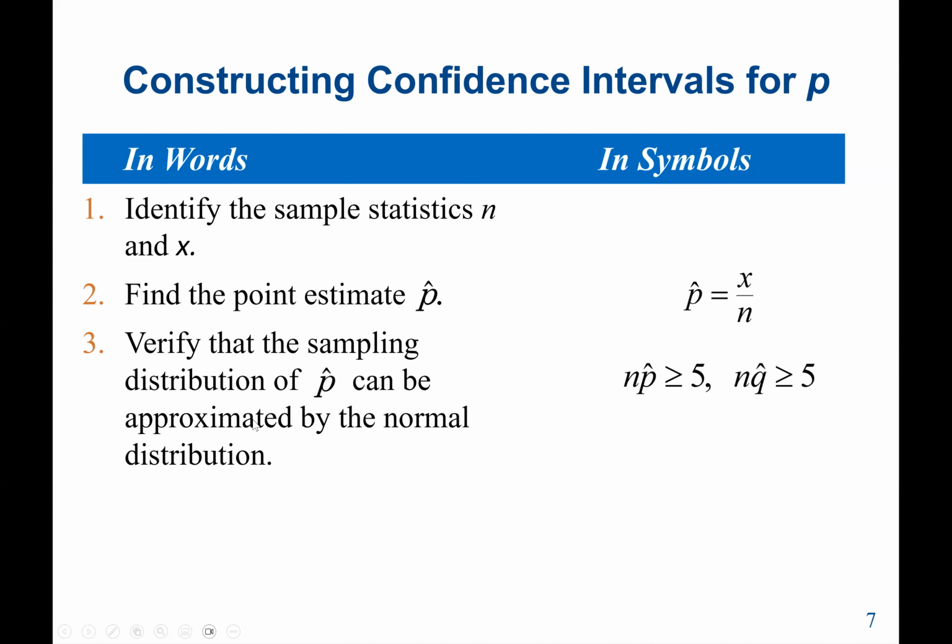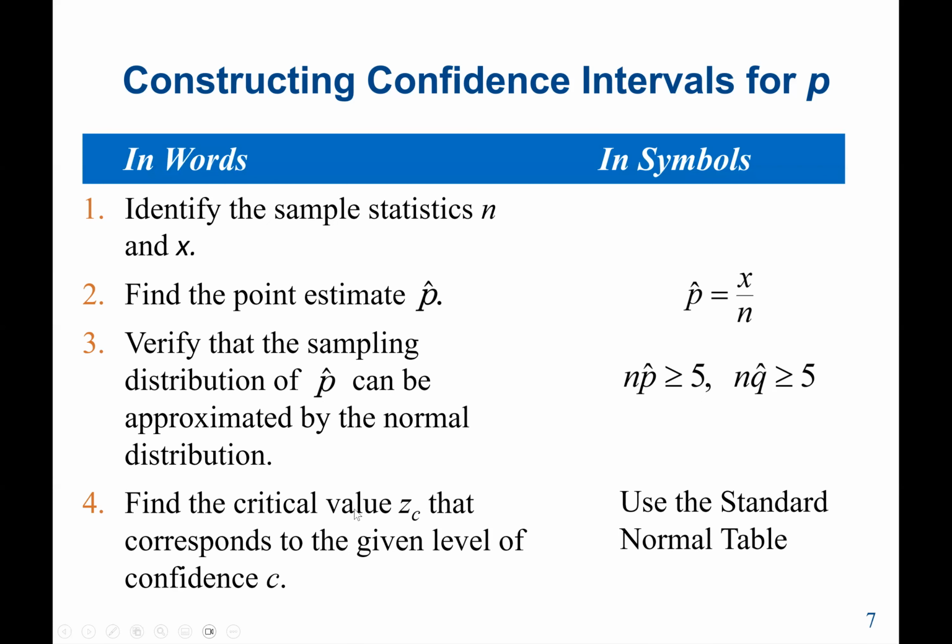And this means np hat should be at least greater than or equal to 5. Then nq hat also should be greater than or equal to 5. If we meet this condition, it means that, again, we verify that the sampling distribution of p hat can be approximated by, again, a normal distribution.